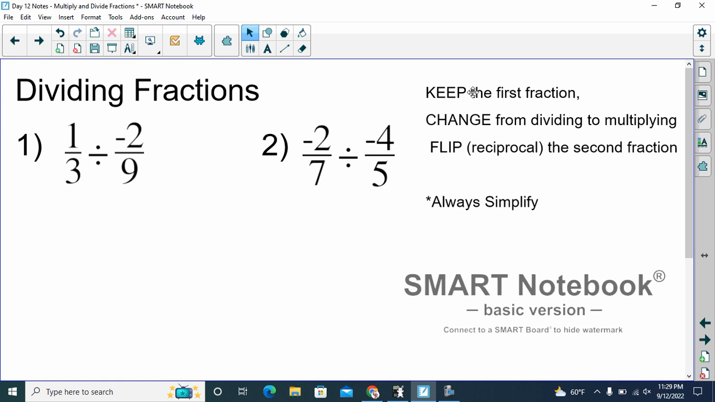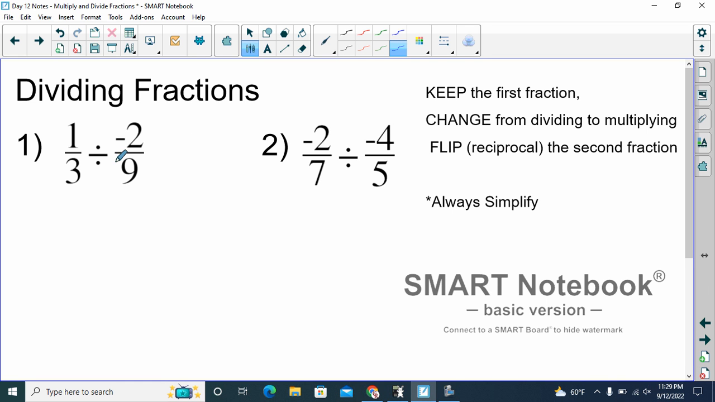So likely in a previous class you've heard of the phrase keep, change, flip. Keep the first fraction, change from division to multiplication, and flip. Flip means you take the reciprocal. We switch the numerator and denominator. And then once we do that, now we have a multiplication problem, which is what we just did.